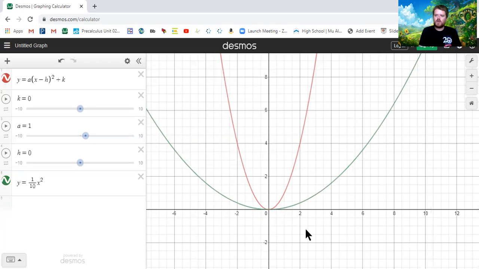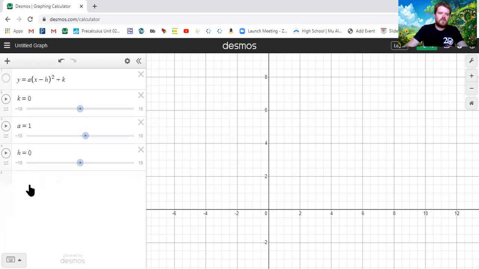So we call that a horizontal stretch. And I would accept either of those as a correct answer. If a is decreased, it is a horizontal stretch. And if it is increased, we call that a horizontal compression. That's going to be true for any function.